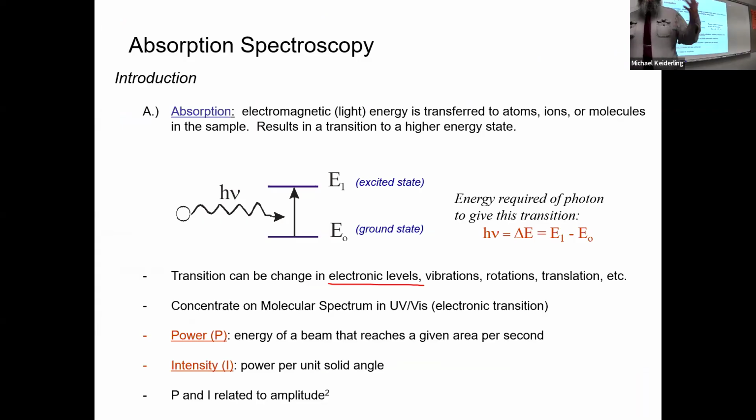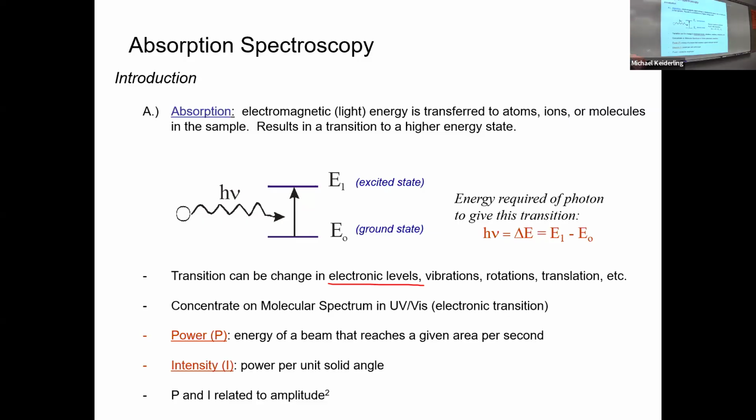Absorption spectroscopy: when you absorb light of a specific wavelength, you're going from one state up to another. The difference in energy levels is equal to the energy of the light, so h, Planck's constant, times the frequency. This transition can be electronic levels, vibrations, rotations, translations, etc. UV visible would be electronic levels primarily.